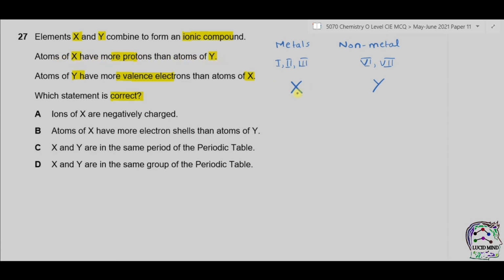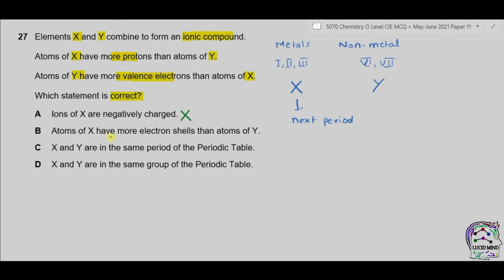It means X belongs to next period in the periodic table. For example, if Y is in period 2, so X must be in period 3. If Y is in period 3, X must be in period 4. Let's move towards the statements. Part A, ions of X are negatively charged. Now as X is a metal, metal loses electron to form positive ions.